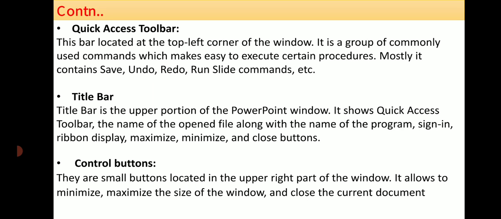And there are several control buttons we have. There are also buttons located in the upper part of the window. They allow you to minimize, maximize the size of the window and close the current document. Just now I told that. It consists of, at the top of the right side of the window, whatever buttons are there: the minimize button, maximize button, and close button. These are all called control buttons.